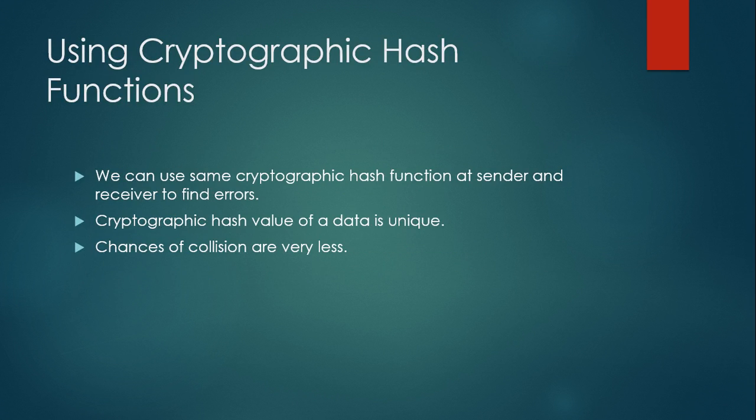And the next method is using cryptographic hash functions. So we can use a cryptographic hash function at the sender and at the receiver to find the errors. And the cryptographic hash value is unique, and the chances of collision are very low. And if we use a secure cryptographic hash function, then it becomes very hard to crack it as well.